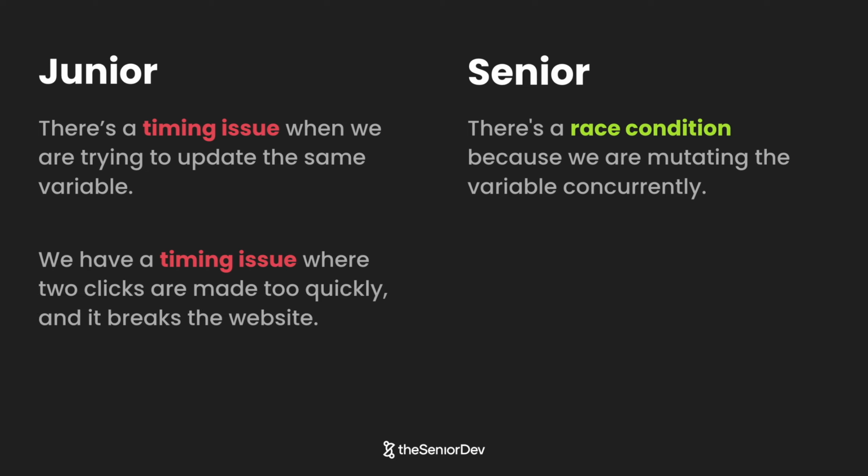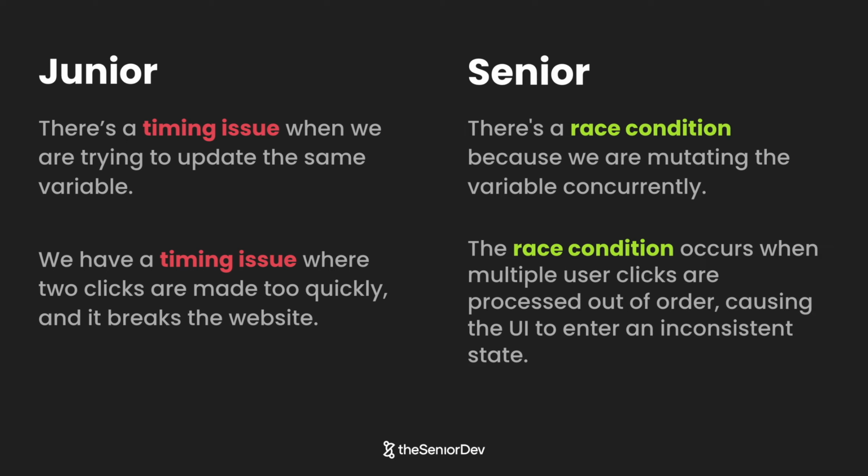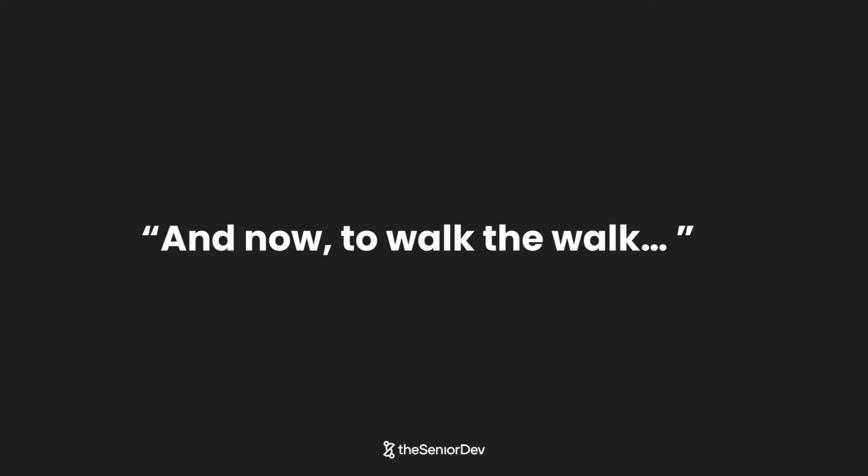A junior will say we have a timing issue where two clicks are made too quickly and it breaks the website. A senior would say that the race condition occurs when multiple user clicks are processed out of order, causing the UI to enter an inconsistent state. Another senior jargon. This was pretty much it.